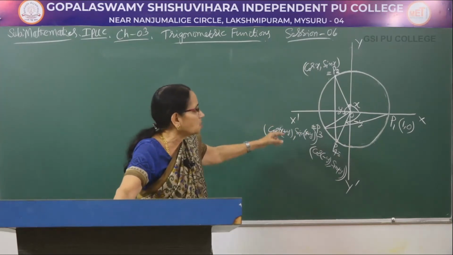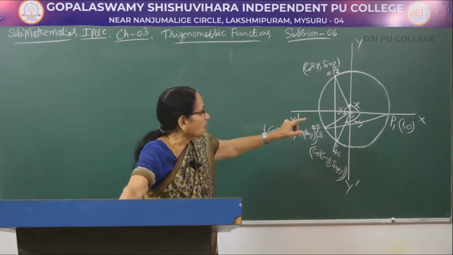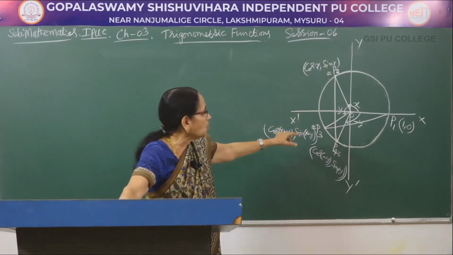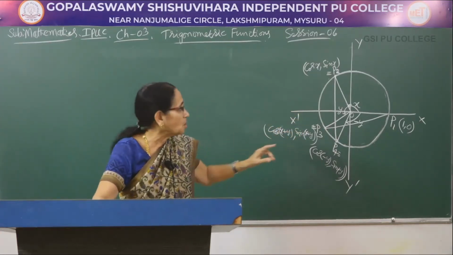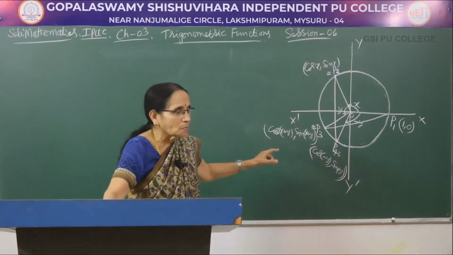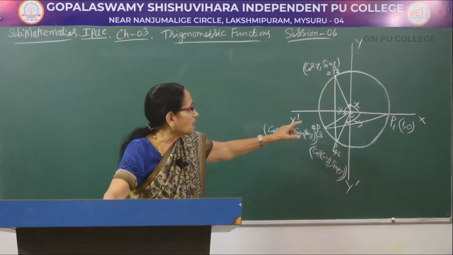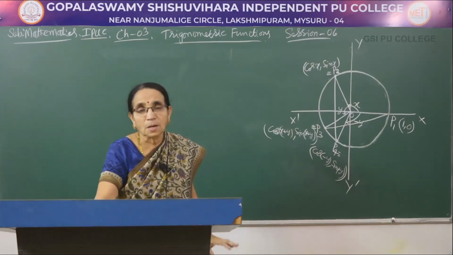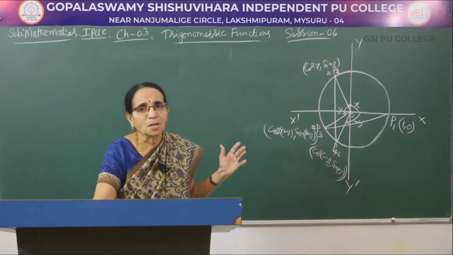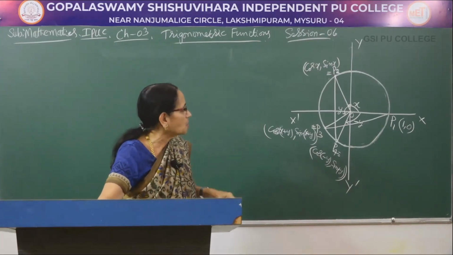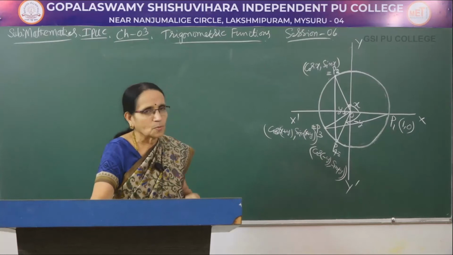Take 2 points P2 and P3 such that angle P1OP2 is equal to x, angle P2OP3 is equal to y. Therefore, the total angle would be x plus y. Now, take another point P4 such that the angle P1OP4 would be equal to minus y, because it is measured in the clockwise direction.